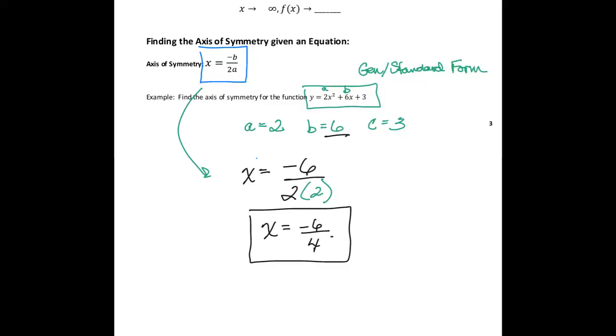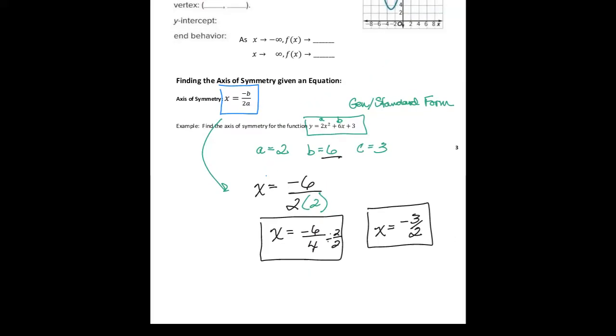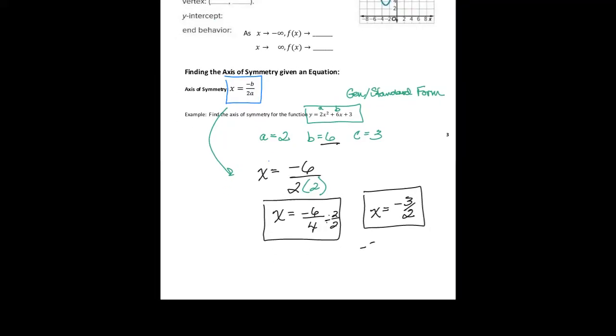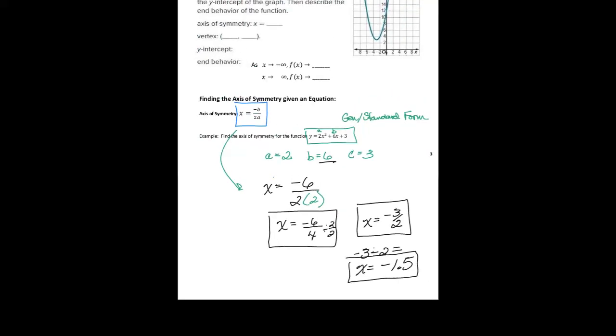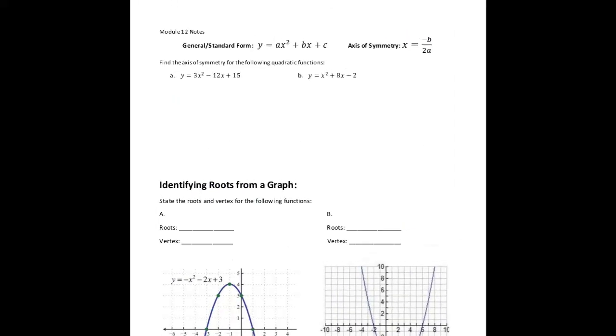Okay, I probably could reduce that, dividing by 2 over 2. So x would be -3 halves. All right. So that means I would have a line that would cut that parabola at -3 halves. And if you do -3 halves on your calculator, -3 divided by 2, you're going to get -1.5. So all of these are saying the same thing. Okay? All right, let's take a look at the next page because I don't remember what it says.